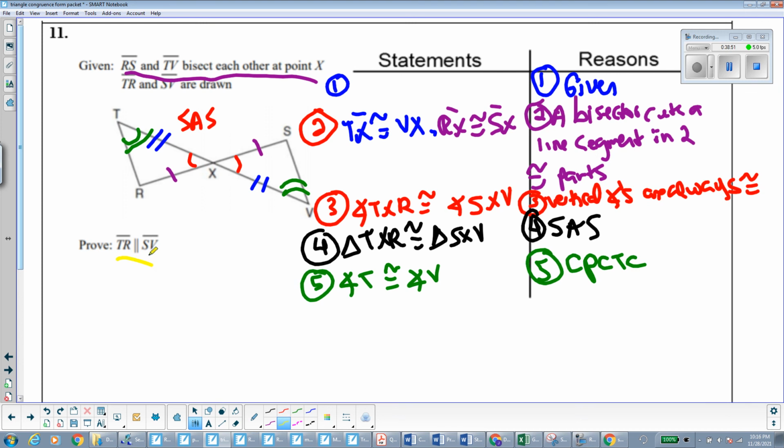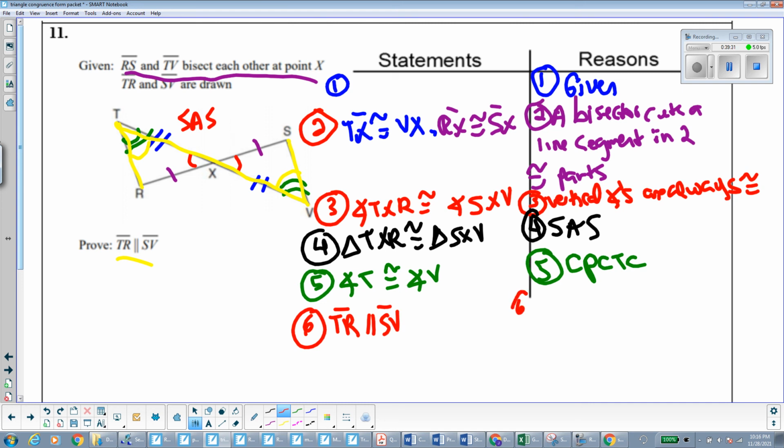And we're trying to prove that TR, which is right here, is parallel to SV. If I highlight them and I highlight this transversal over here that intersects those lines, I see my backwards letter Z. And we all remember what kind of angles are in the corners of the Z's. That is alternate interior angles. We learned that if we have a pair of congruent alternate interior angles, that definitely proves that lines are parallel. So I'm going to put over here, TR is parallel to SV.